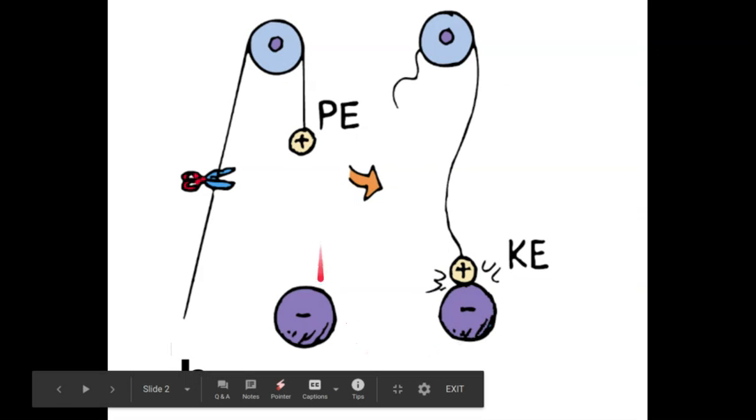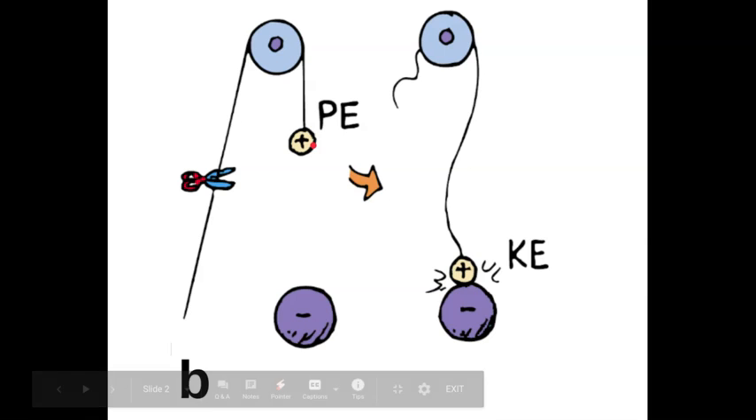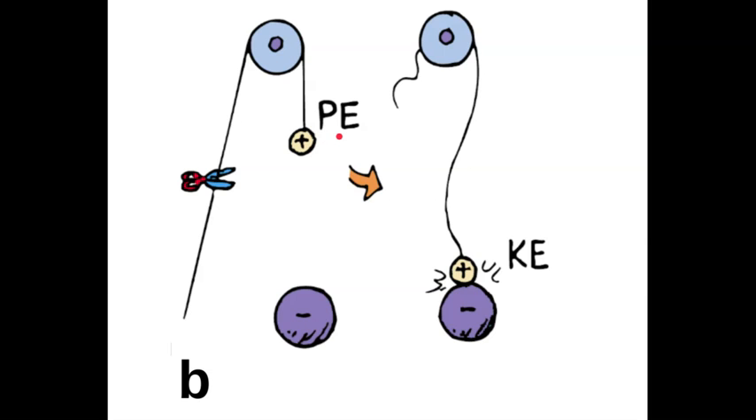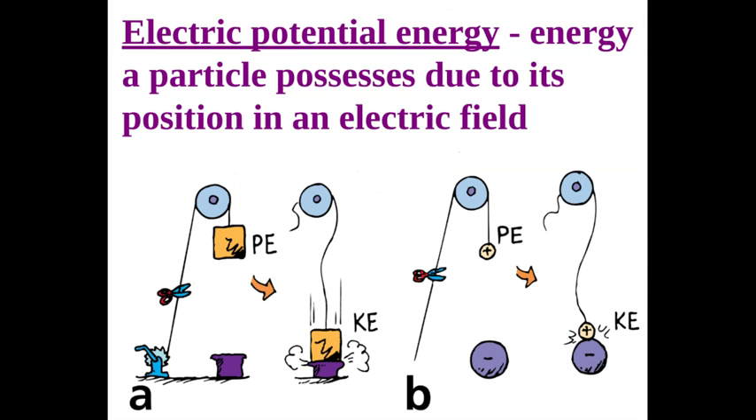Well, similarly, let's say we had a negative charge and a positive charge. If we separate the two, it will have potential energy. In this case, electric potential energy. Because if we let it go, that positive charge will zip down because opposite charges attract, and it will get kinetic energy in that case. So this is what we call electric potential energy. Energy that a particle possesses due to its position in an electric field as opposed to a gravitational field.